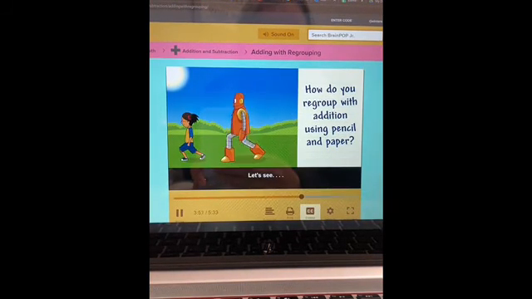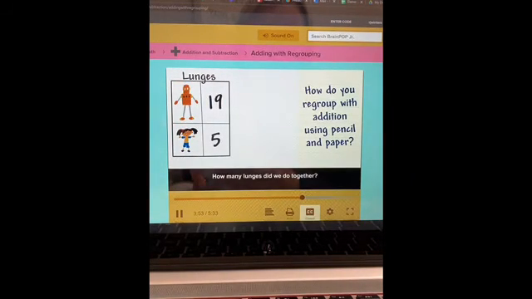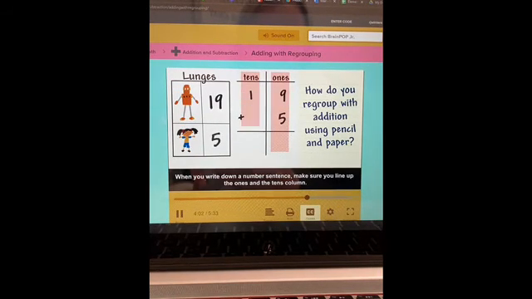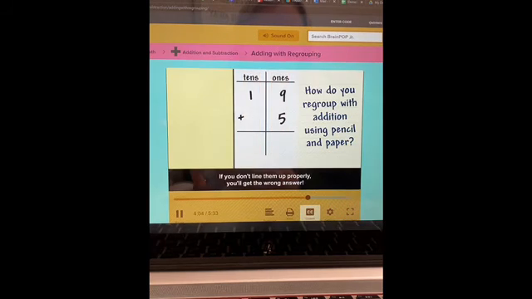Let's see. How many lunges did we do together? When you write down a number sentence, make sure you line up the ones and the tens column. If you don't line them up properly, you'll get the wrong answer.